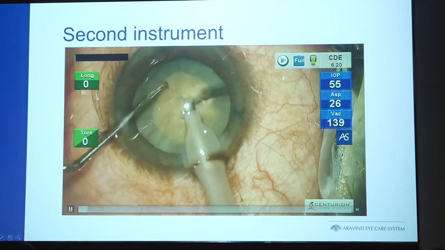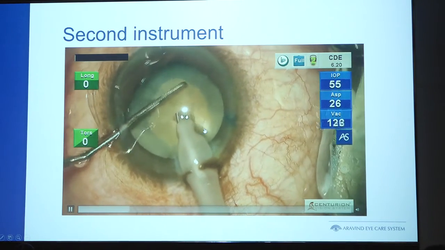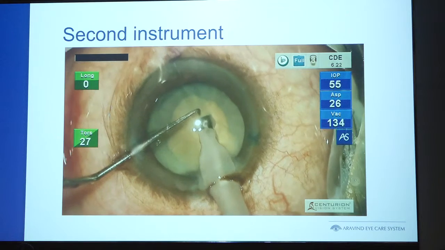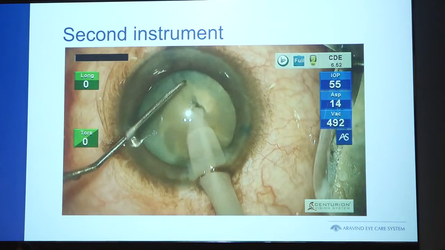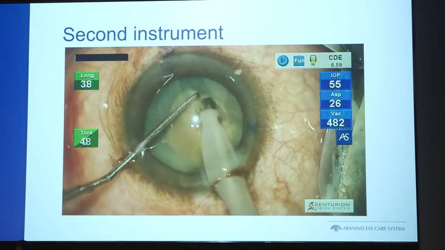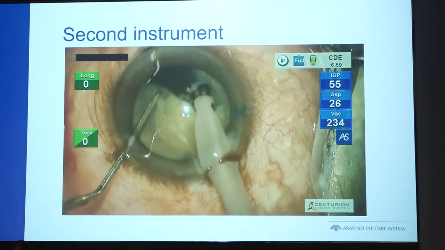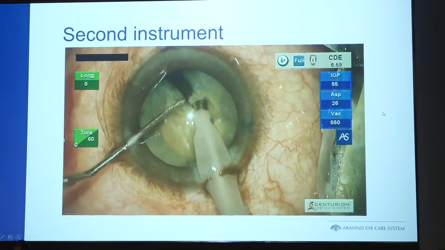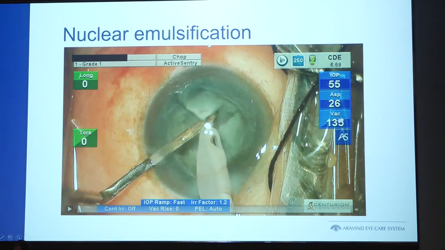This is about the second instrument. Be especially careful, especially in smaller rexes. You can see that the chopper needs to be constantly inside the rexes and constantly in the plane of the nucleus, not in the plane of the CCC when you are going. Try not to go too peripheral when you are dividing, especially in a small CCC.